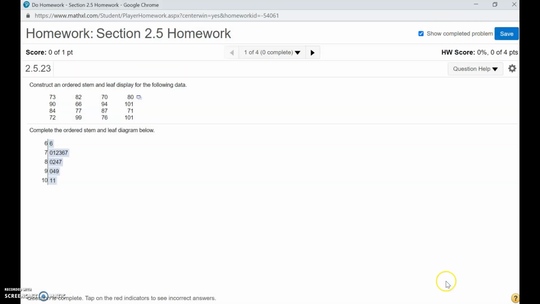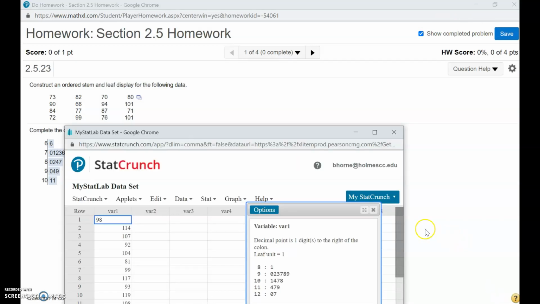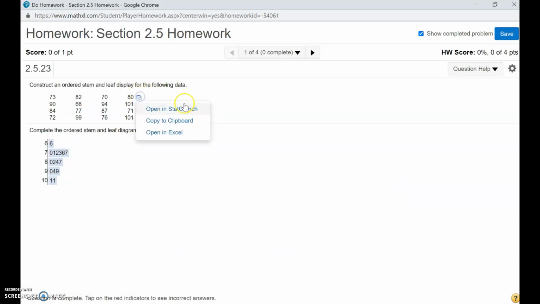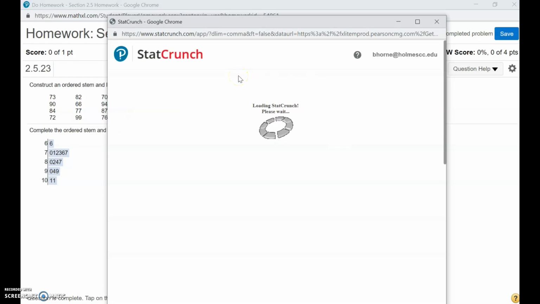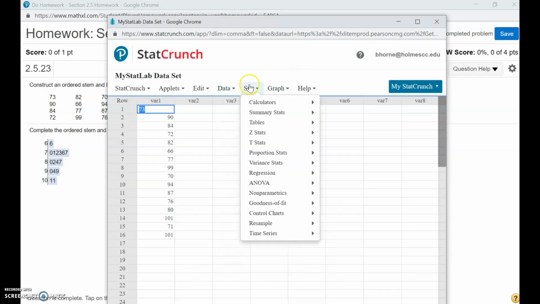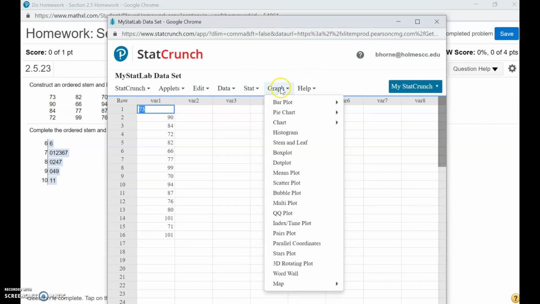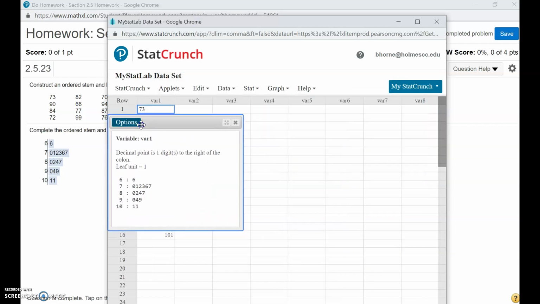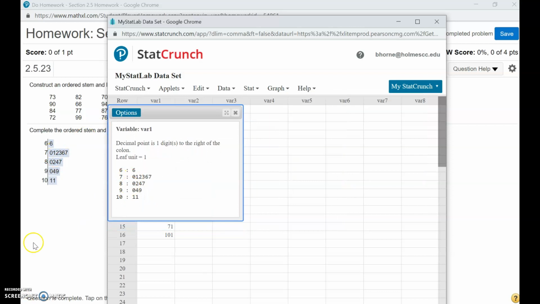I'm going to show this problem completed. Of course, it gave me a new problem, so let me open it again. We'll just go through the steps again. So you're going to go Graph, Stem and Leaf, var1, compute. And you can see that our answers match up with the ones we got in StatCrunch. So that's fairly easy to see and to do. This bottom one is 101. So this 6 is 60, 70, 80, 90, 100.